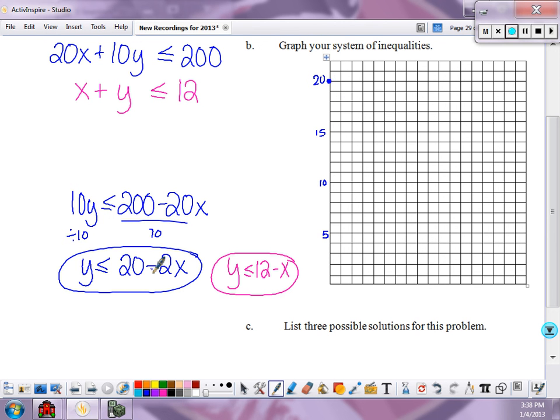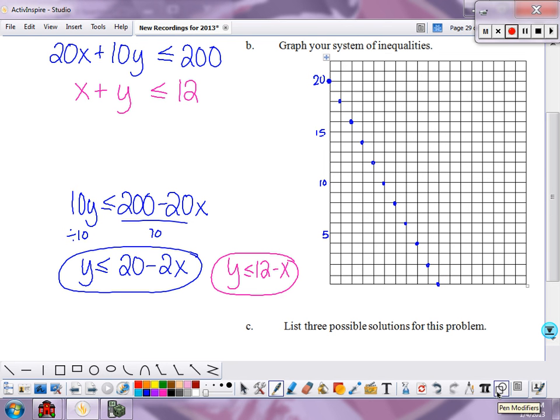Then our slope is to go down 2 over 1, down 2 over 1, and I'm going to do this until I run off the graph. All right, let me connect that with a line, and then I'll move on to the other one. So here's my first equation. Make that look like a line. You'll notice these lines are solid because it is less than or equal to.